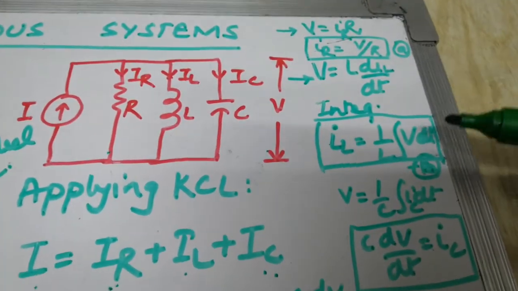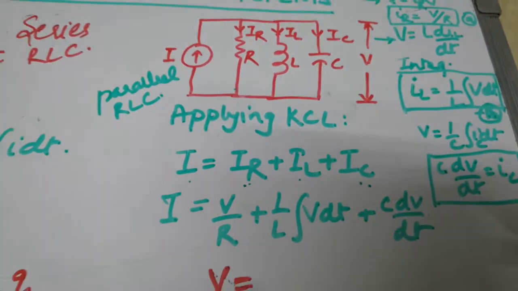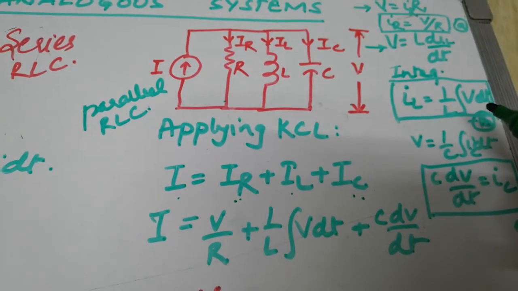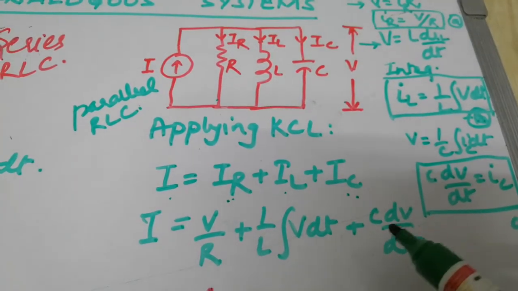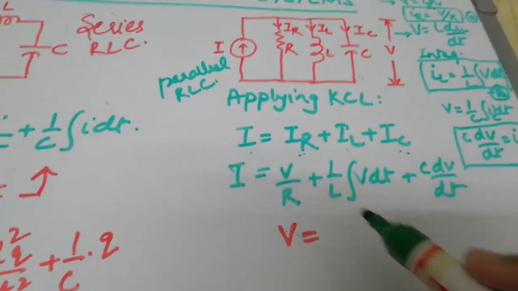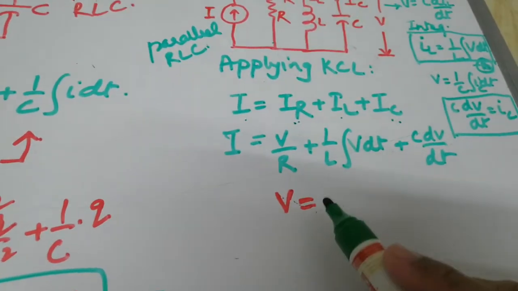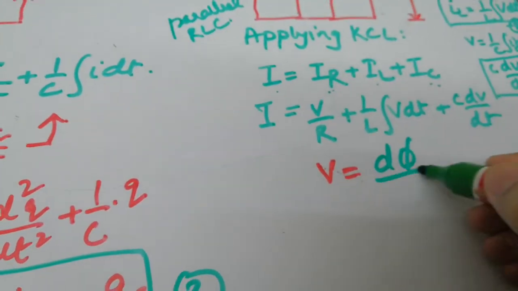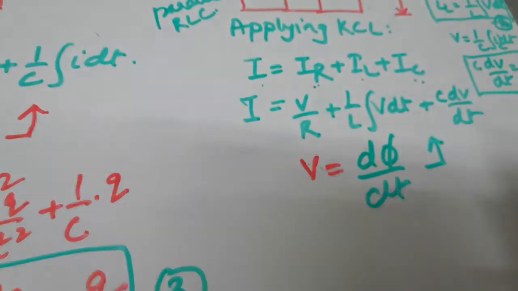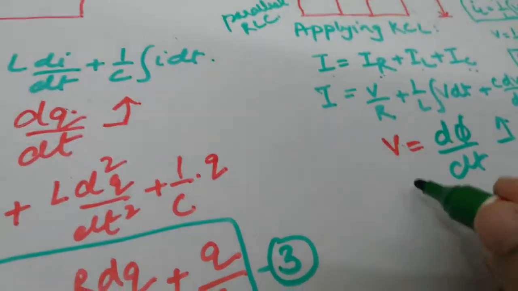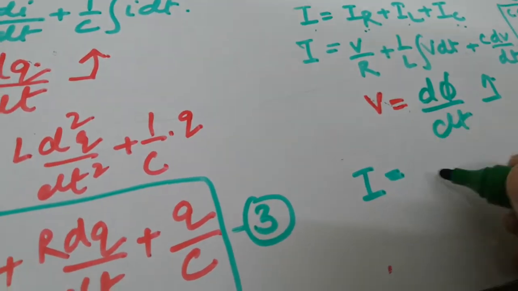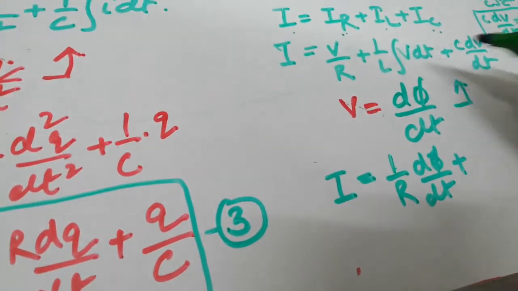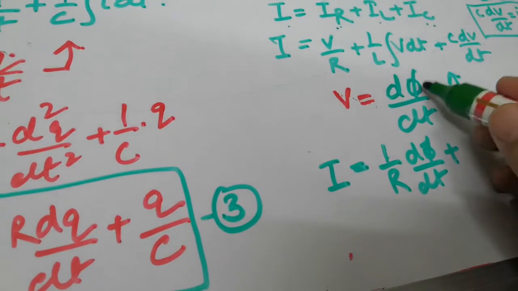So replacing A, B and C in this equation, you can check here: IR equals V upon R, IL equals 1 upon L integral of V dt, and IC equals C dV by dt. We get this equation. Now again we have read in our previous classes that V equals the rate of change of flux. So we are going to replace V with that. What we get is I equals 1 upon R d phi by dt plus, again, the d by dt and integral term cancel out, and we are left with phi.